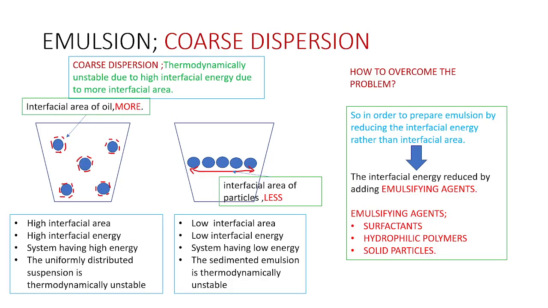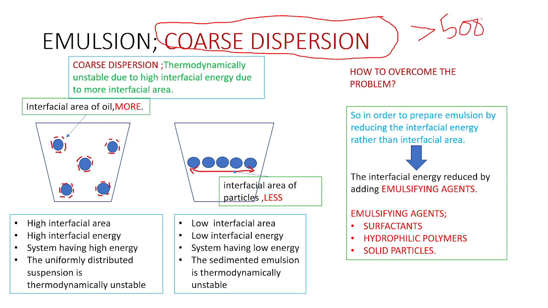Today's topic is emulsion. Emulsion is a coarse dispersion. What is the meaning of coarse? Nothing but the particle size is greater than 500 nanometer. Greater than 500 nanometer, we can call it a coarse dispersion.